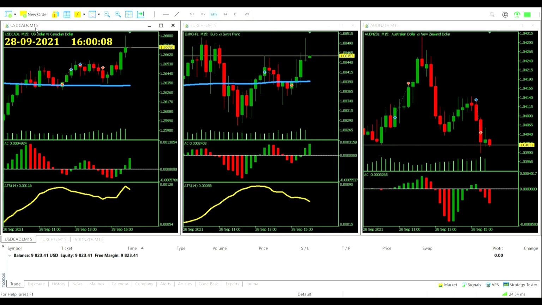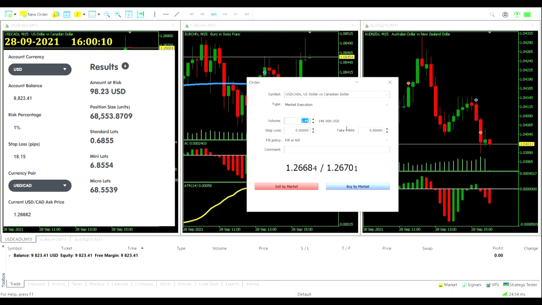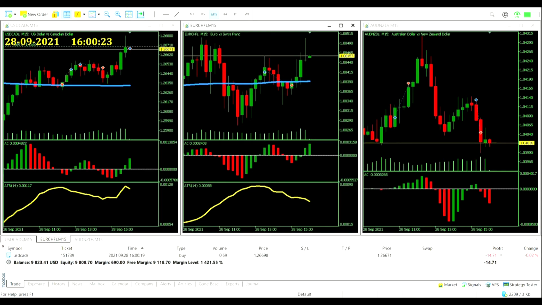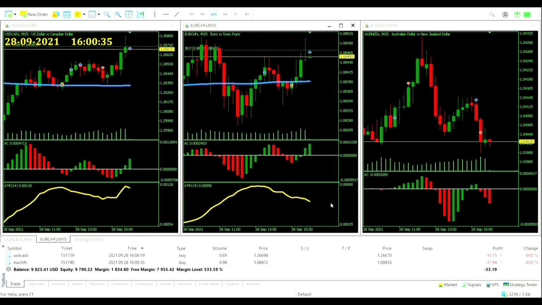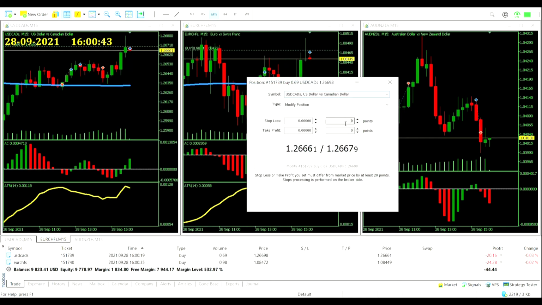So we are ready. You can see for the US dollar, Canadian dollar, it's a buy trade. There is our risk calculated on screen now. Very nice volume amount. So let's go in with a buy. And on the euro Swiss franc, here is our risk for that one. You can see that calculated there. And it's a buy trade here also. Double trades here. So confident about that.